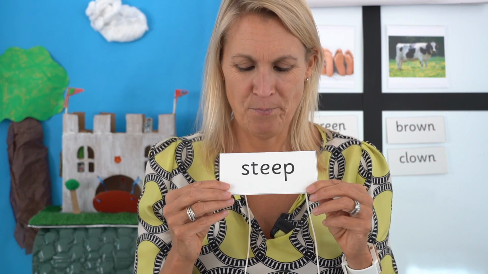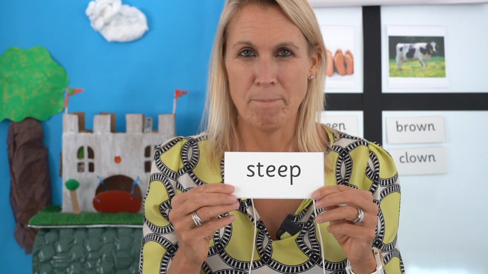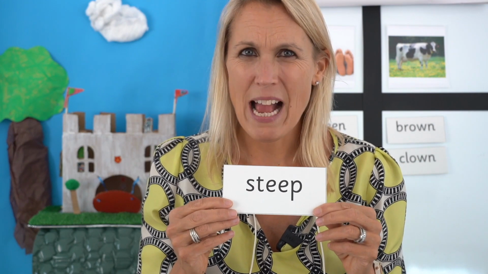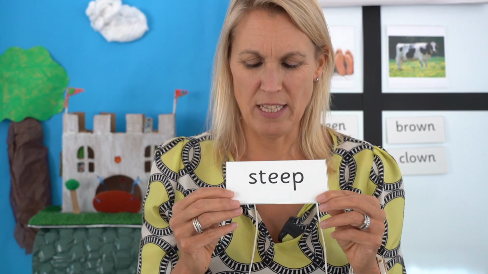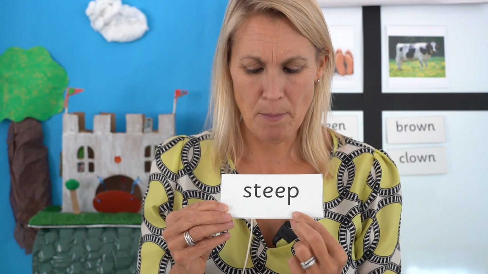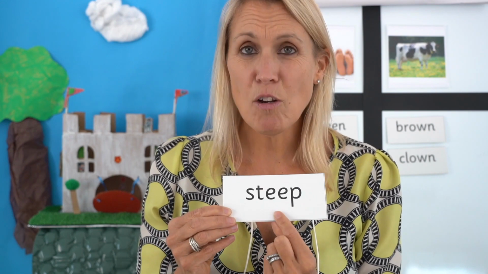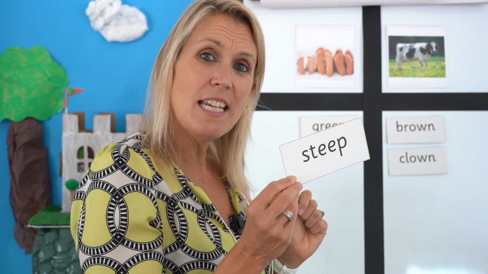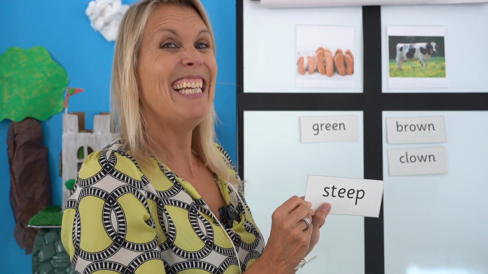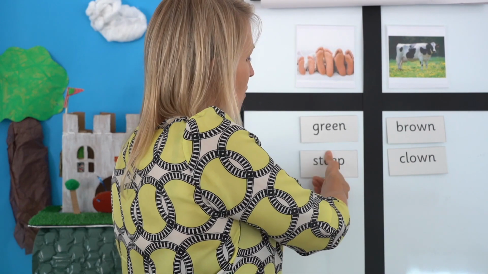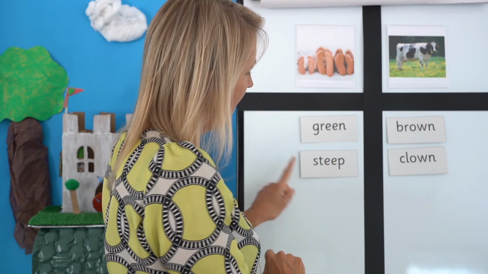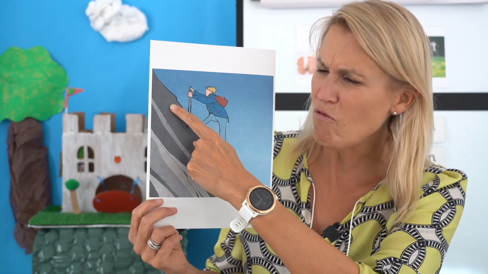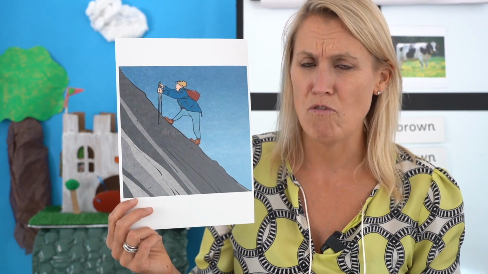Let's try another one. Have a look at this one. Read the word. What do you think? E or ow? Let's read the word together. Steep, steep. It has the grapheme E, so I need to pop it underneath the feet. There we go. My E grapheme underneath the feet. Steep. Have you ever climbed a steep hill? Look at this man trying to climb up this really steep hill. That would be really hard work.